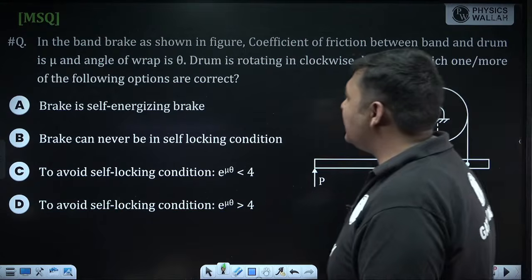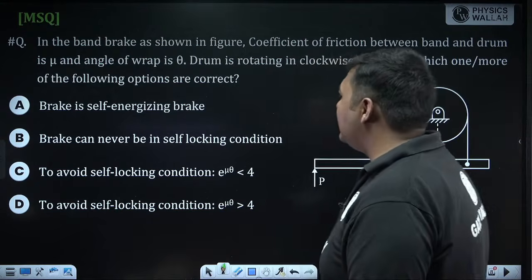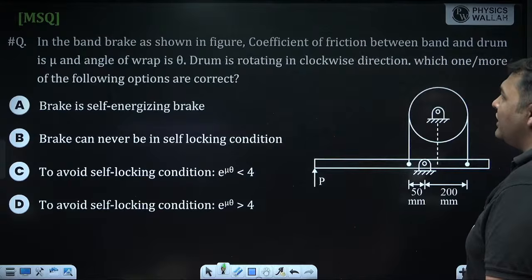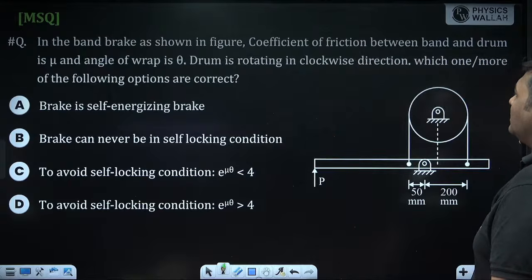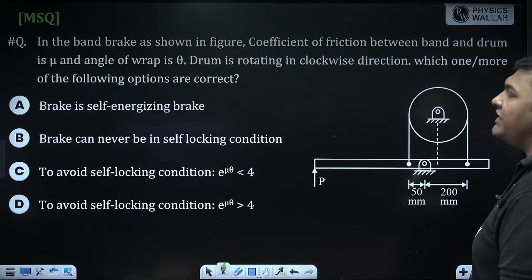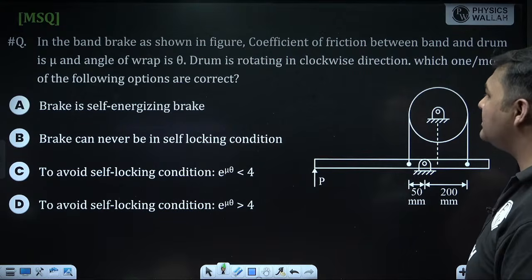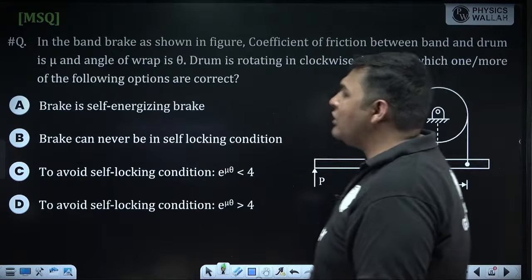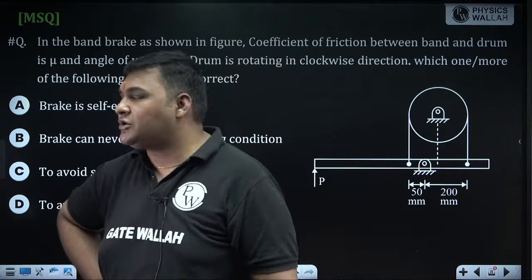What this question is saying: in the band brake, as shown in the figure, the coefficient of friction between band and drum is mu, the angle of wrap is theta, and the drum is rotating in the clockwise direction. So the direction of rotation of the drum is given, it is clockwise. Then which one or more of the following options is or are correct? Again, it is MSQ.